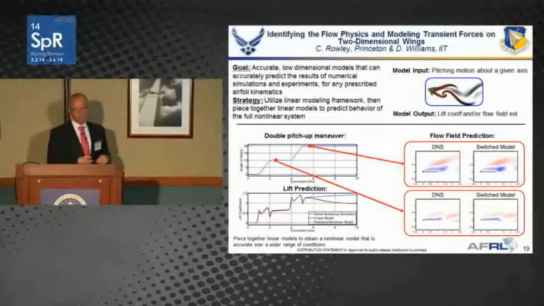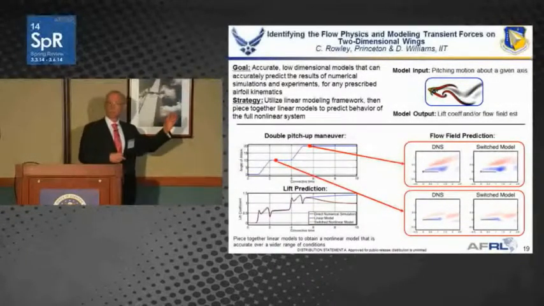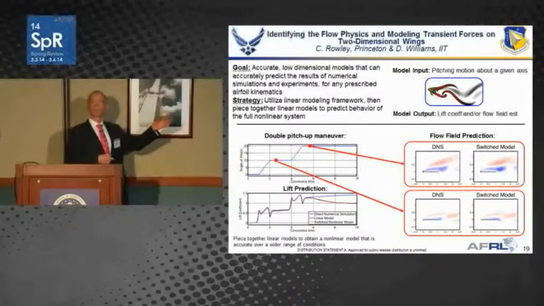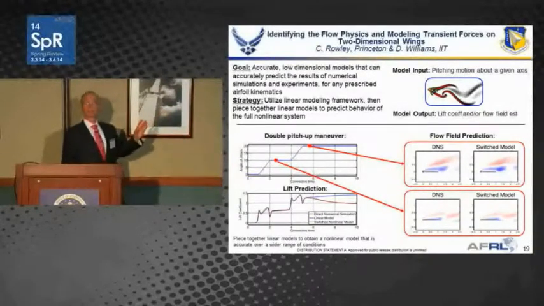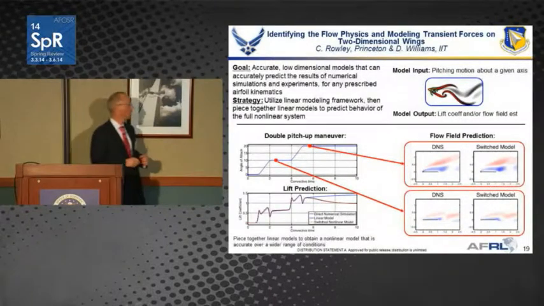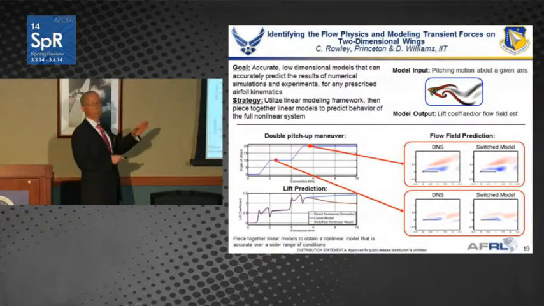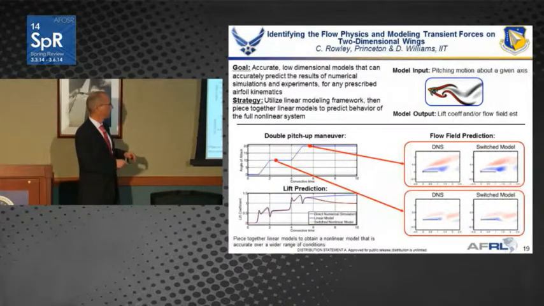This is one that's led by Clancy Rowley, whose name you saw earlier, as well as Dave Williams. They're basically looking at how to develop a linear model that captures very complex aeromechanic interactions, where we get a complicated variation in the forces that might exist on a wing. Here we're doing what's called a double pitch up maneuver, pitch up to 10, pitch to 20, and here's what the lift looks like.